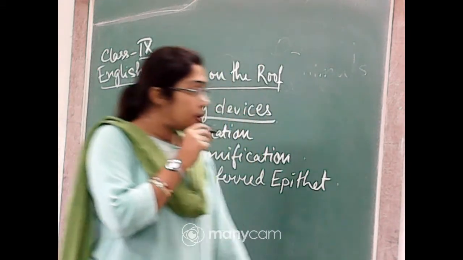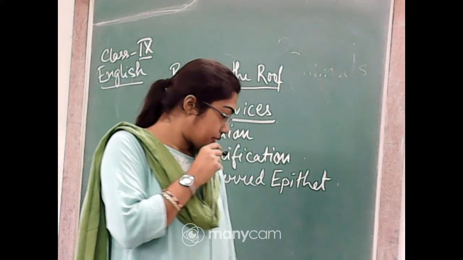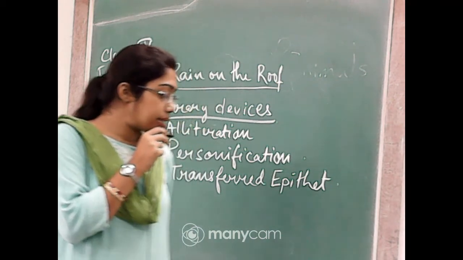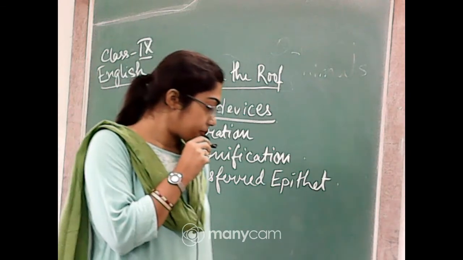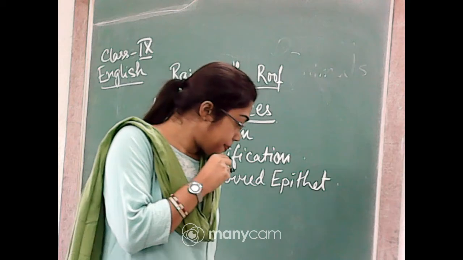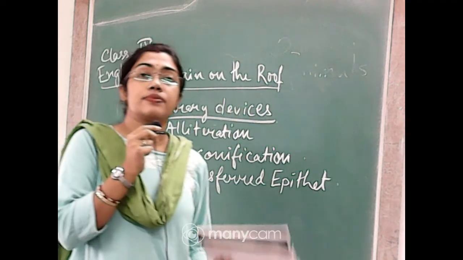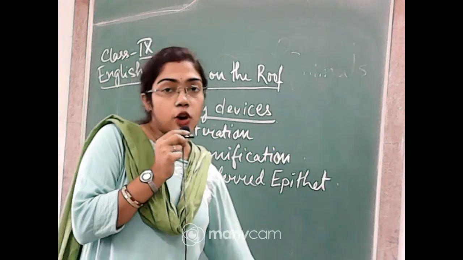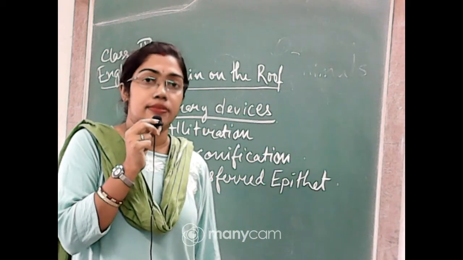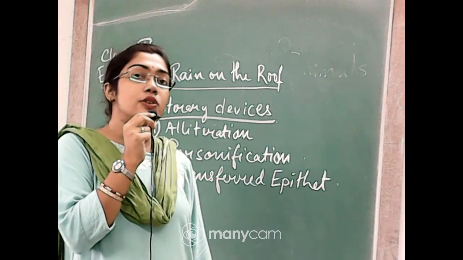So in transferred epithet you write melancholy darkness, comma, dreamy fancies. This you will be putting within quotation. Melancholy darkness within quotation, dreamy fancies within quotation.